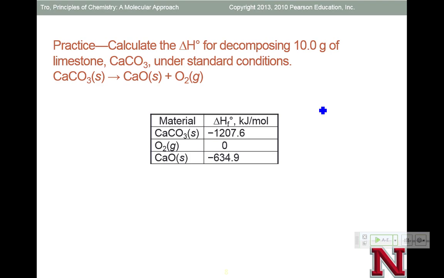So the same thing, we're going to do my delta H of my products sum minus my delta H of my reactants sum. And I always want to make sure my reaction is balanced, and it is in this case, but I just want to make sure it is.